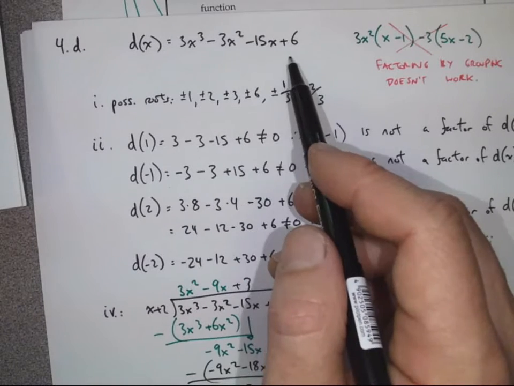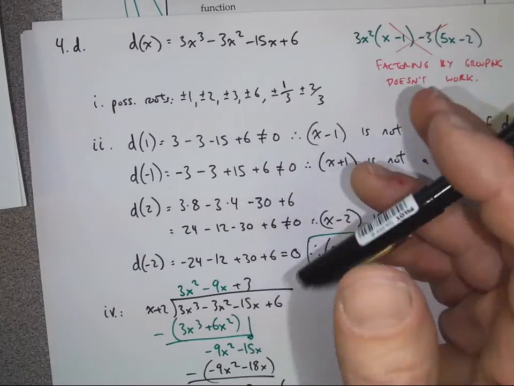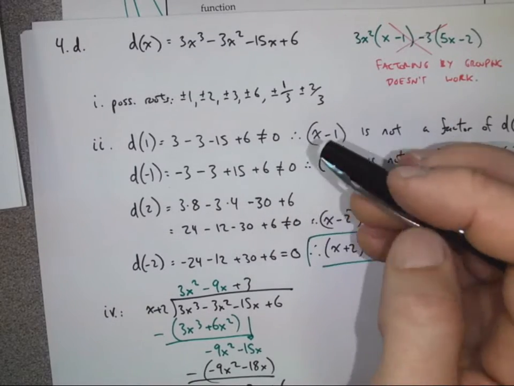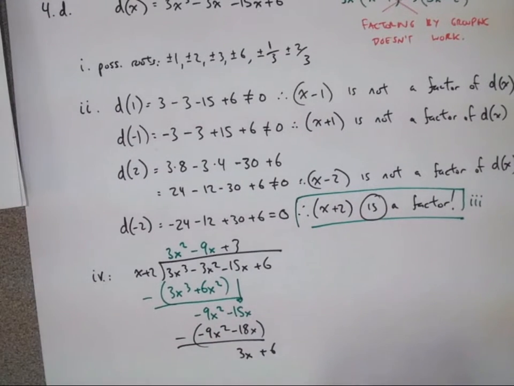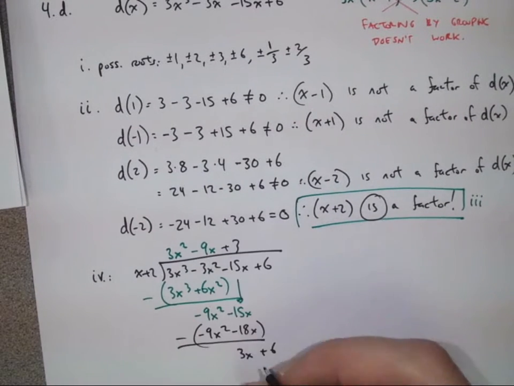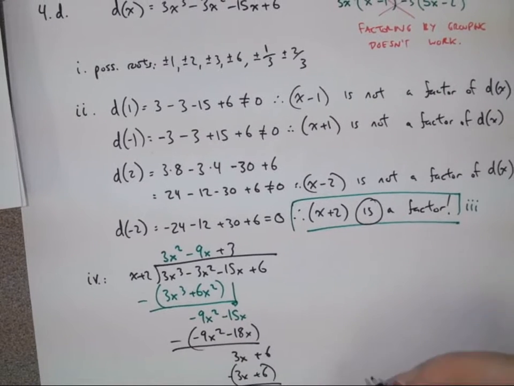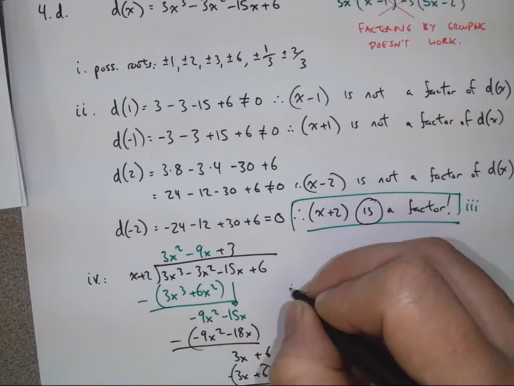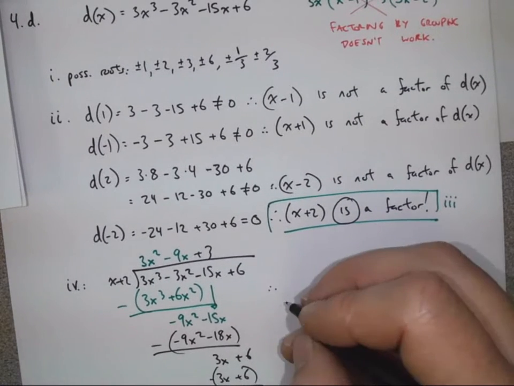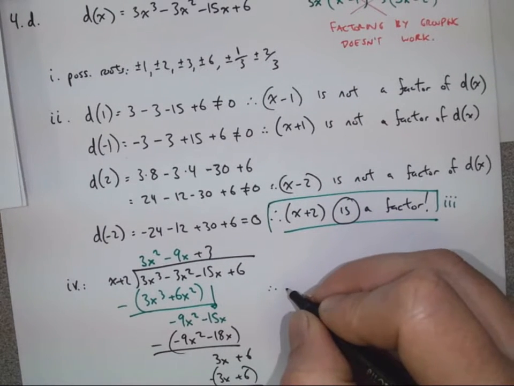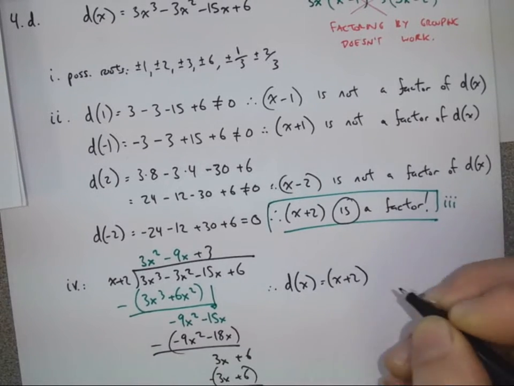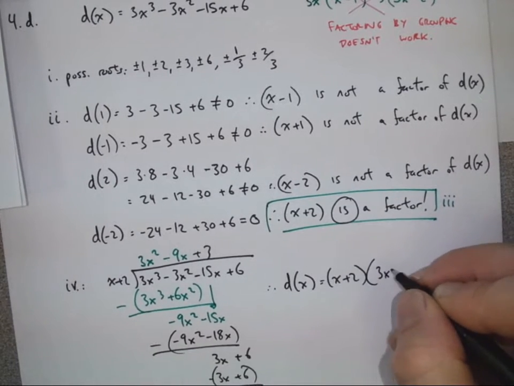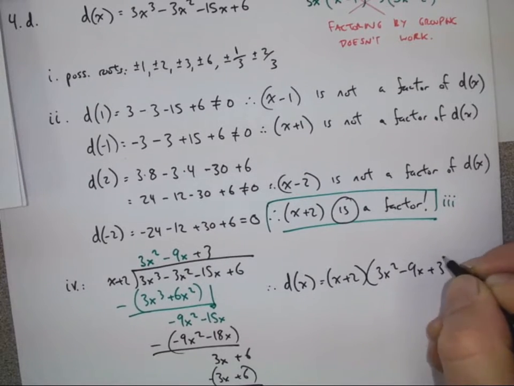Oh, I could have factored a 3 out of this and made this a little simpler. Okay. All right, I could have done that. I didn't see that. I can see that 3 is a factor of all these. All right, so let's finish this off. I'm going to take away 3x plus 6, get 0. Okay, so therefore our d of x is really equal to x plus 2 times 3x squared minus 9x plus 3.